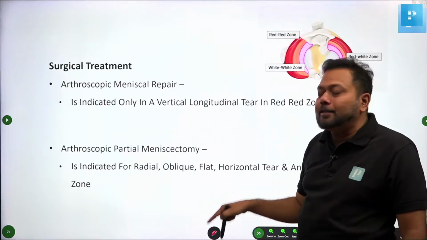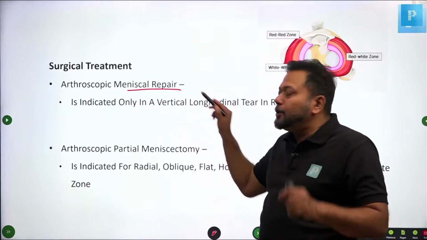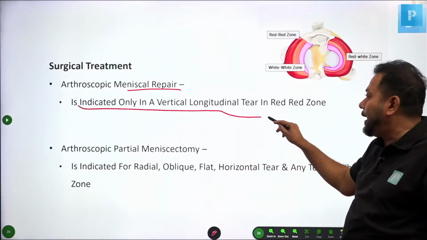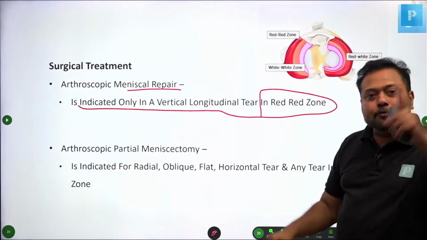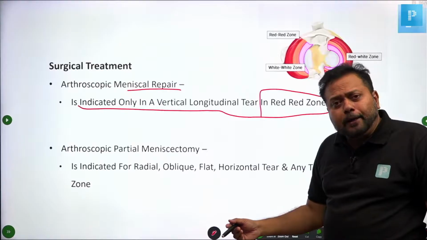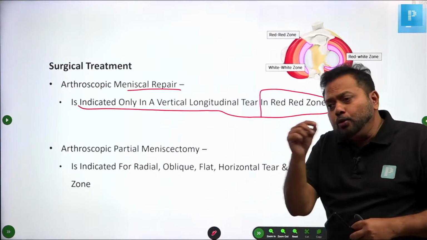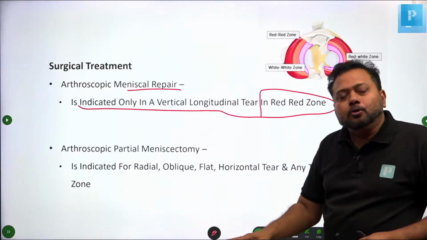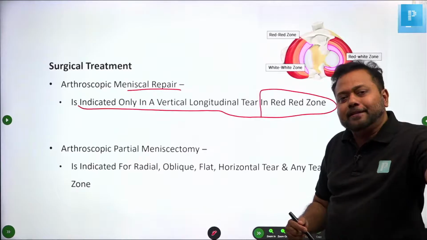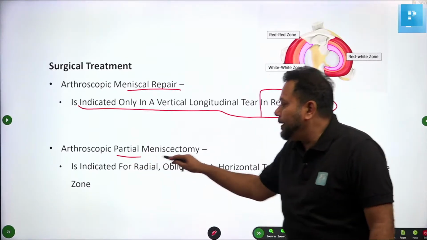What are the surgeries that are available? Usually surgery, arthroscopic meniscal repair means suturing. This is indicated only in vertical longitudinal tear in the red zone. This is the MCQ they had asked. The next thing, since in the other regions, red-white zone or white-white zone, when you suture, it will never get healed. So, no other go, you have to remove a part of the menisci. That's called partial meniscectomy. So, in all other zones, only thing what you can do is partial meniscectomy.